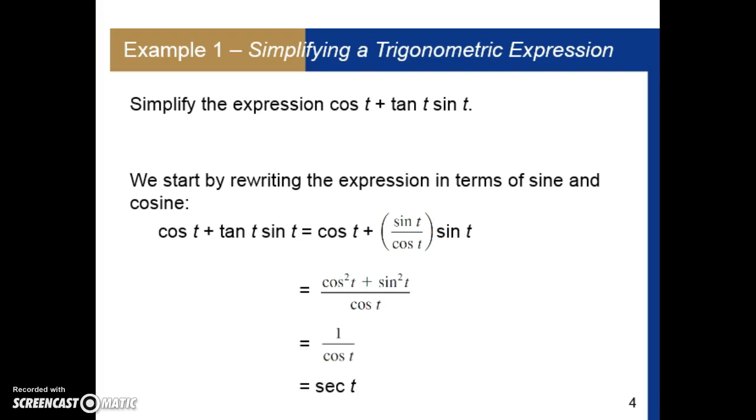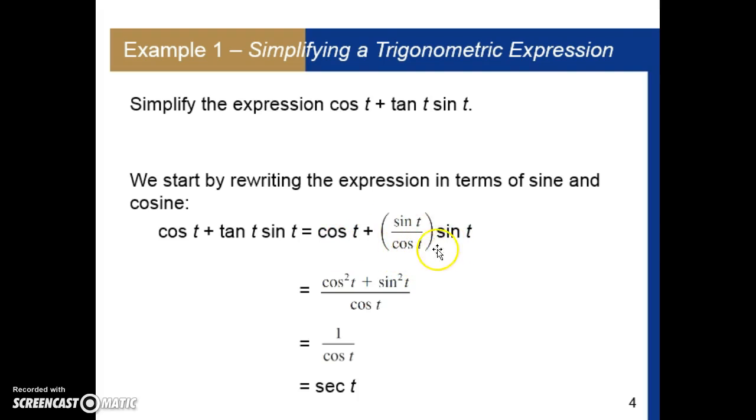So let's say we're given the expression cosine of t plus the tangent of t times the sine of t. And we really want to simplify that expression. So we start by rewriting it completely in terms of sine and cosine. We can see here this is already cosine, this term is already sine, but we know we can rewrite tangent in terms of sine and cosine. It is the ratio of the sine of t over the cosine of t. And you can see that we can multiply our sine of t's together. That's how we get sine of t quantity squared. So we have a common denominator to both our terms.